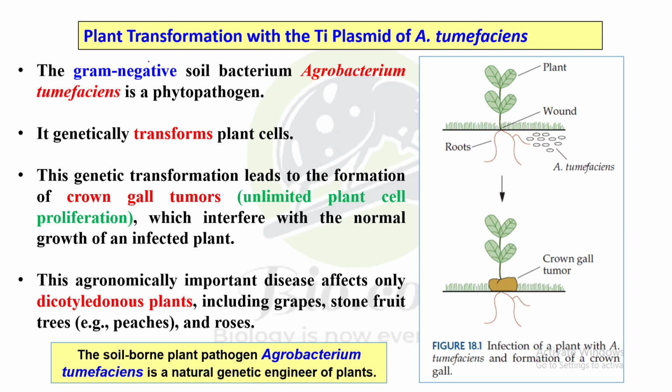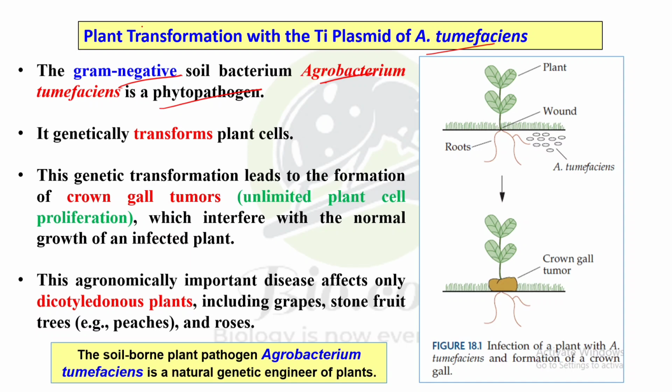Now coming back to the plant transformation with the TI plasmid of A. tumefaciens. First of all, a question can be asked whether Agrobacterium is gram positive or gram negative. Basically it is a gram negative soil borne pathogen. It is a phytopathogen. It infects the plants.